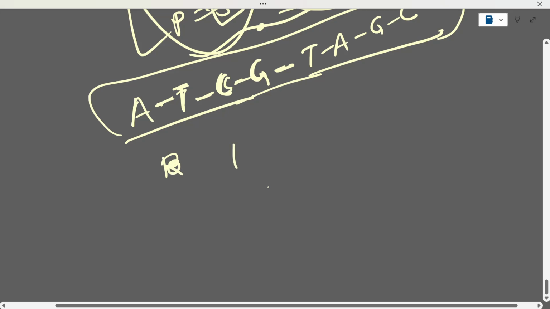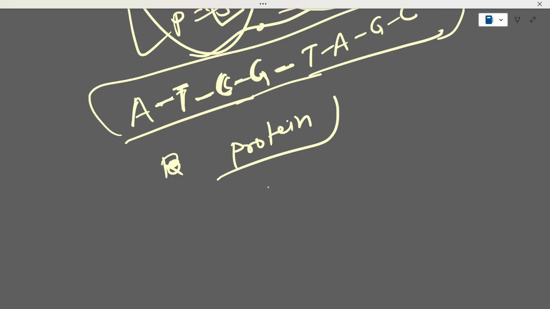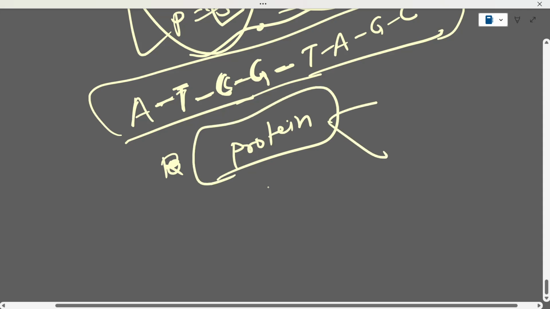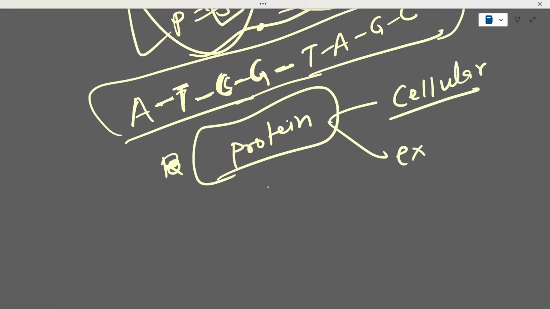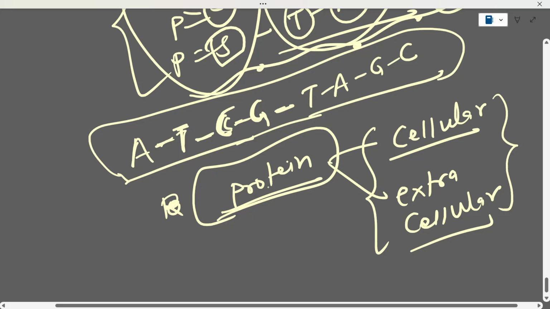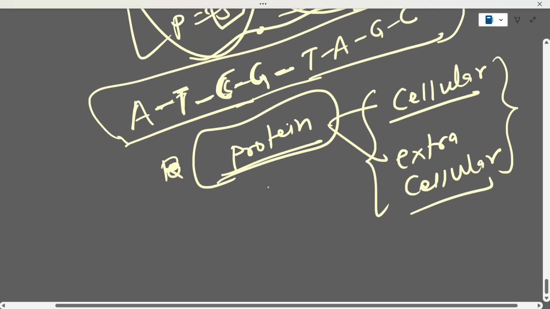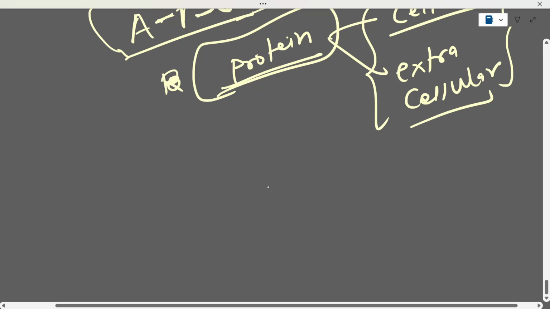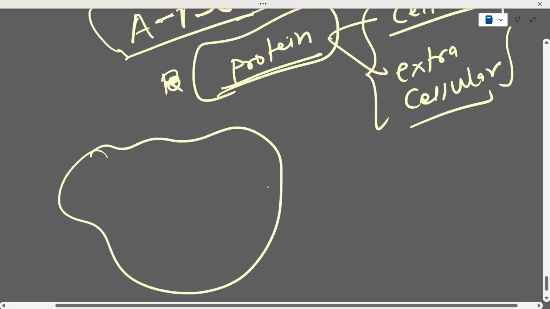any organism, in order to survive, needs protein both inside the cell and outside the cell. So both cellular and extracellular processes need protein to function properly. And the protein synthesis code is carried in the DNA. So how does DNA direct the making of protein?